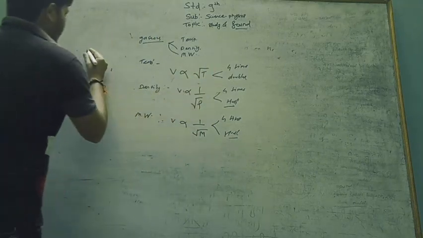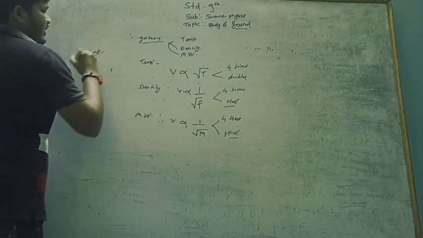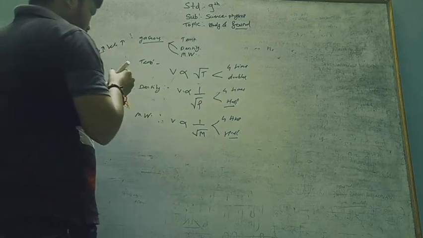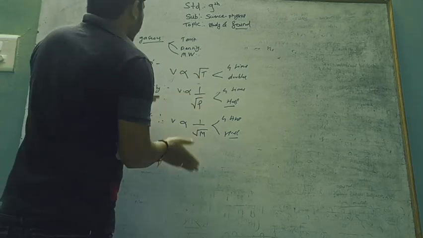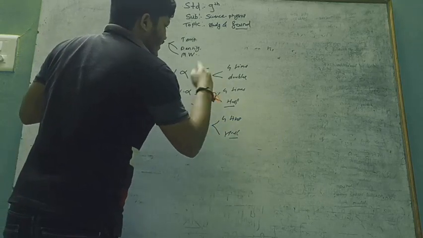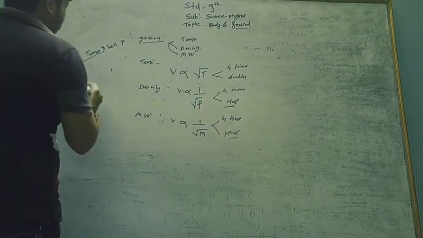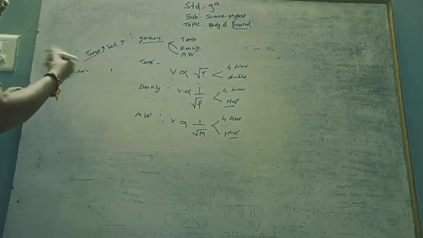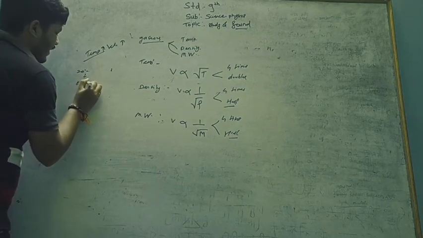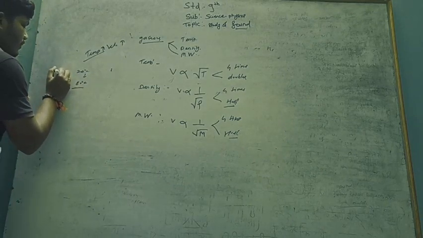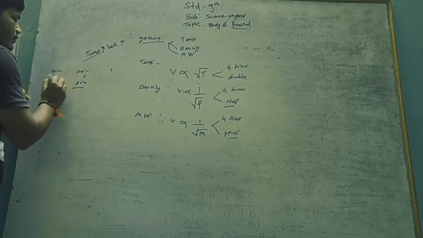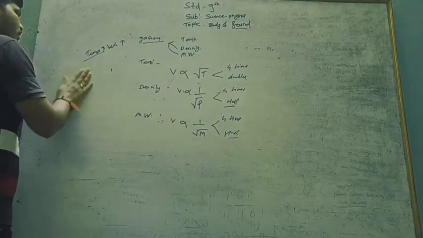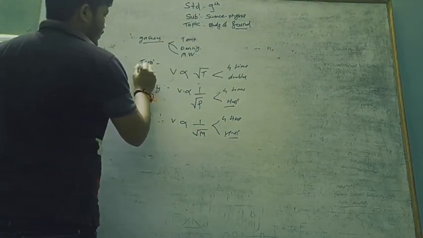This means as the temperature increases, the velocity also increases. But in which ratio? When we increase the temperature 4 times, the velocity doubles. For example, if the initial temperature is 20 degrees Celsius and we increase it 4 times, and the initial velocity is 20 meters per second, then it becomes 40 meters per second. So when the temperature increases by 4 times, the velocity of the sound doubles. Okay, so this is the case for temperature.